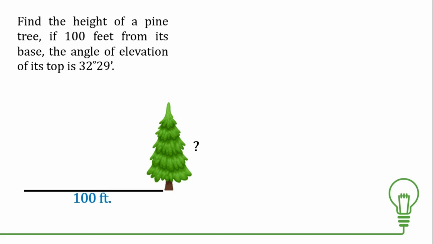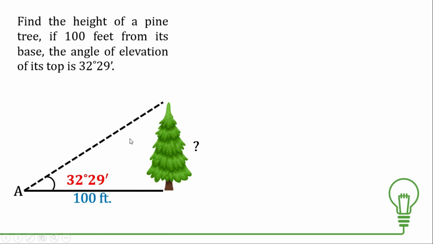Okay, and sabi dito, from 100 feet from the base, so mula sa base ng ating tree, 100 feet, let us call that point A. The angle of elevation of its top is 32 degrees and 29 minutes. Mula sa taas daw ng pine tree, papunta kay point A, yung angle of elevation niya is 32 degrees and 29 minutes. Bakit angle of elevation ang tawag natin? It's just because the object that we are looking for is above our line of sight.